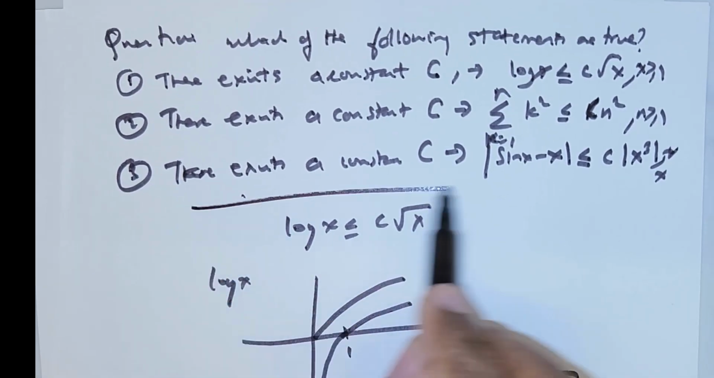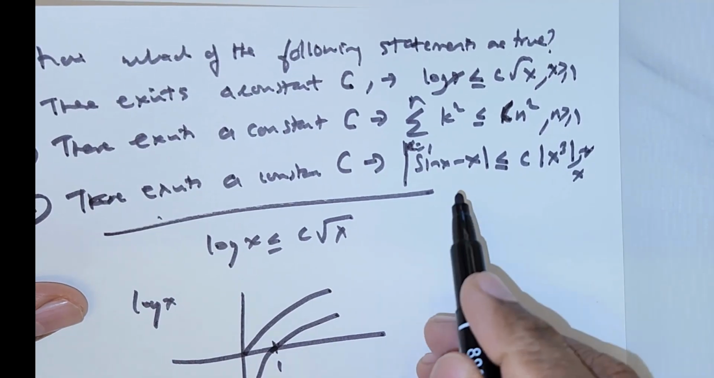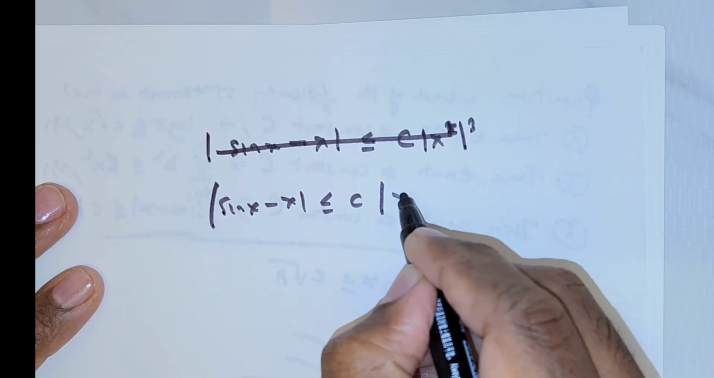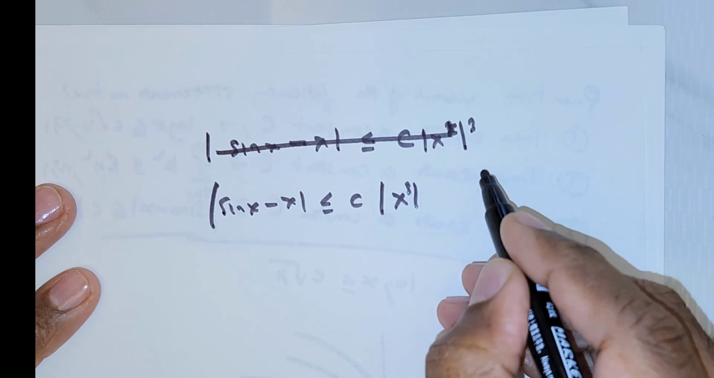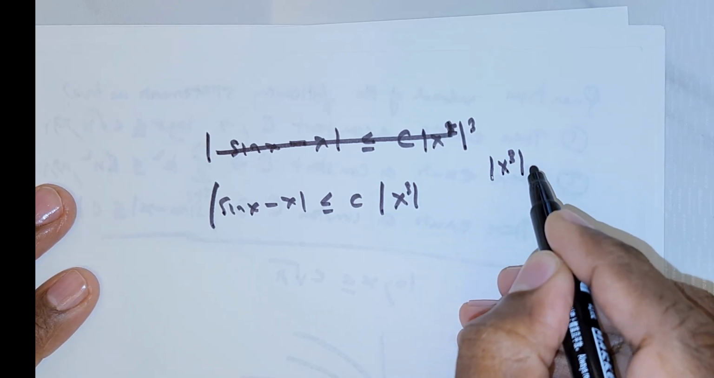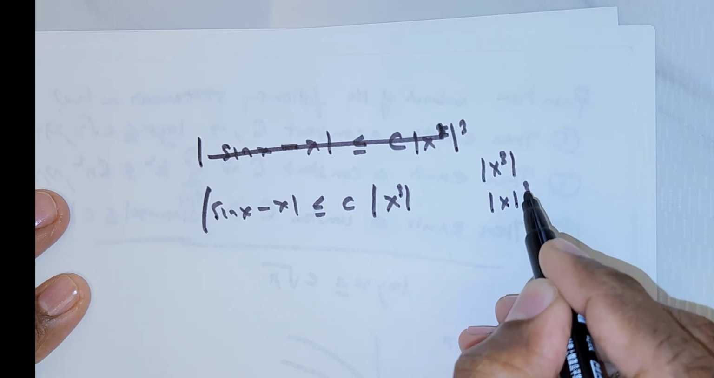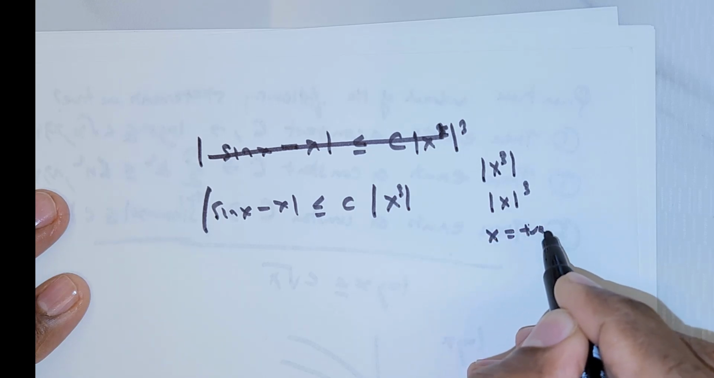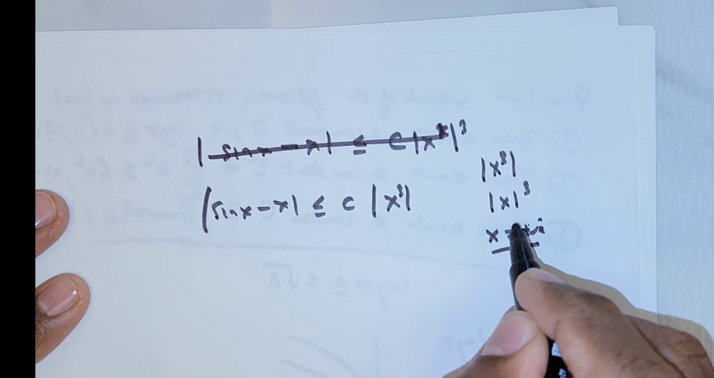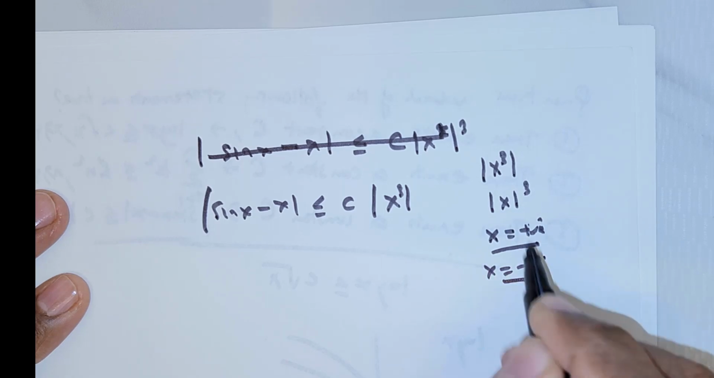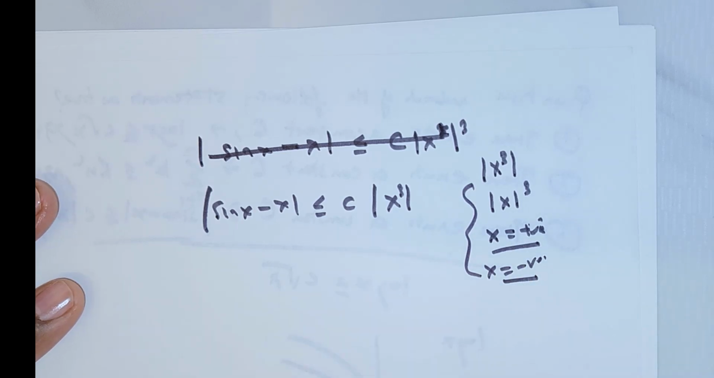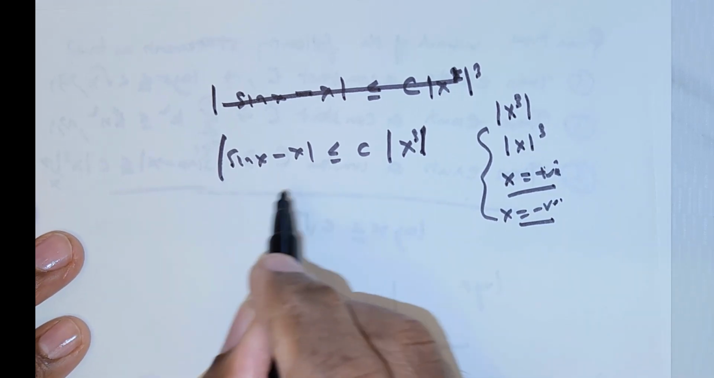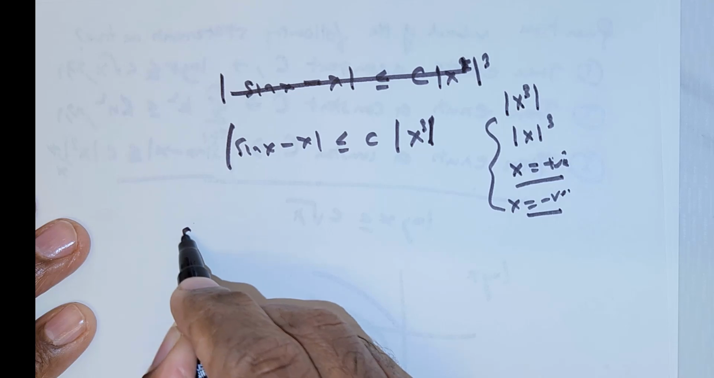Let me go and check for statement 3. Now to check this, we are given modulus of sin x minus x less than or equal to c times modulus of x cubed. Now remember, modulus of x cubed is different from modulus of x, all cubed. As long as x is positive, there is no difference, but when x is negative, we will have an issue. So that's the reason I'm a little bit particular about writing it in the form that's given in the question.